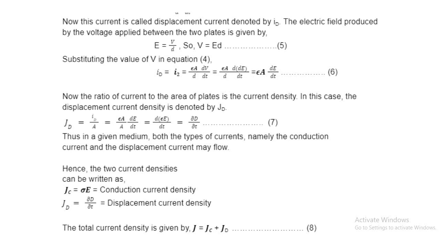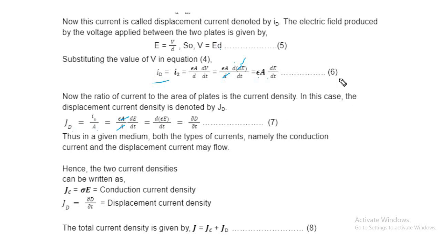Now the first d in this equation is an operator, but this d represents the dimension. As it is a constant term and here you also have a d, these two d's cancel. What is left? Epsilon A dE by dt. So this is I_D. So I_D divided by the cross-sectional area gives J_D. So now you have epsilon A by A, and again A and A cancel. So what is left is epsilon into E.